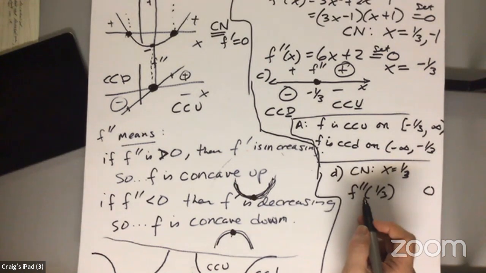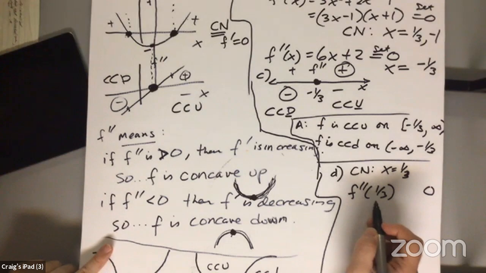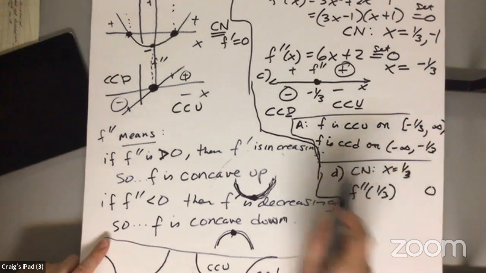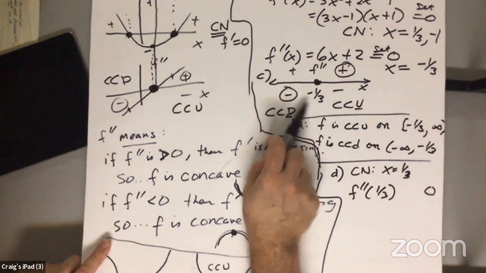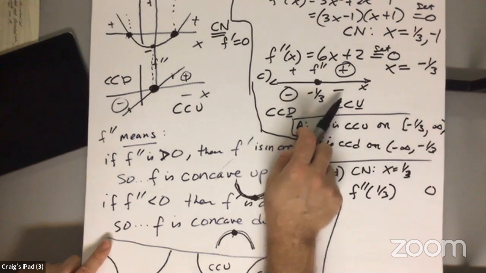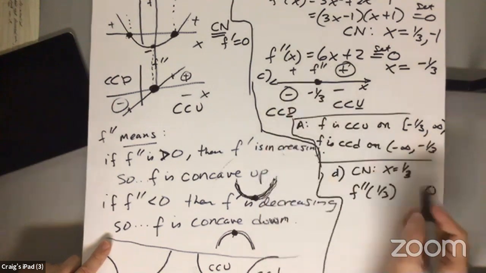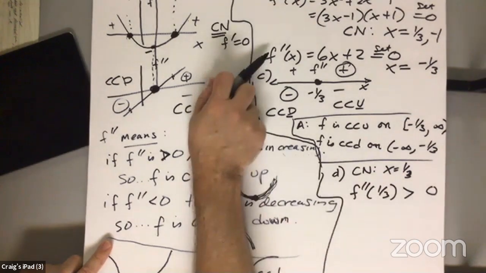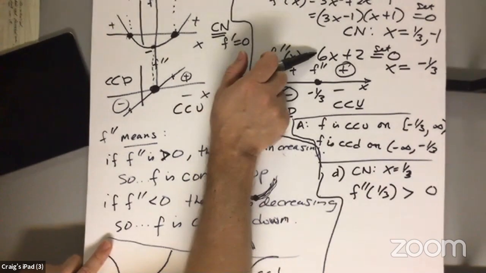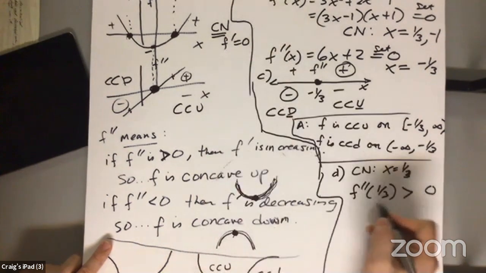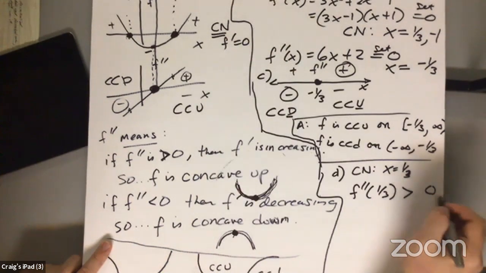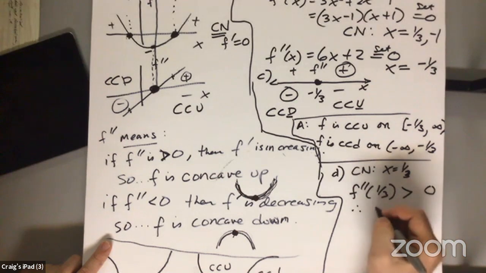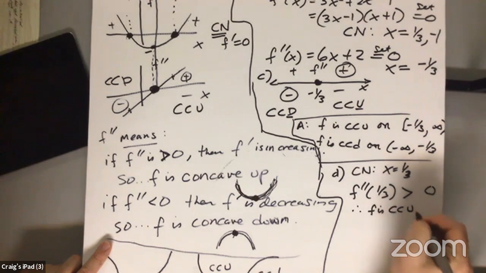And the second derivative at 1/3, which is one of the critical numbers. Now, what's the second derivative at 1/3? Well, at minus 1/3, it was 0, but at plus 1/3, it's positive. I can just stick it into the second derivative here. 6 times 1/3 is 2, plus 2 is 4. So the second derivative at 1/3 is 4, which is bigger than 0. Therefore, f is concave up.